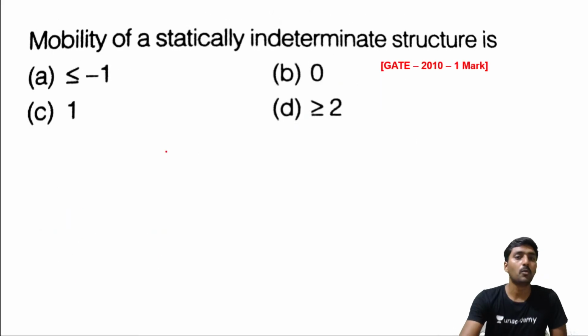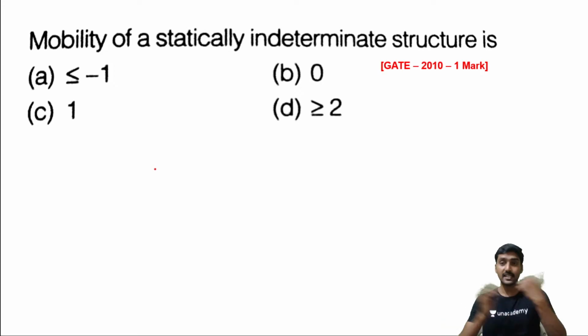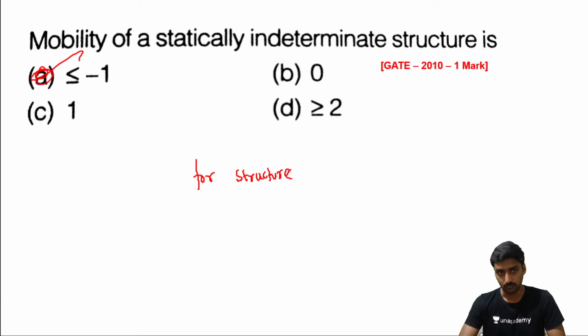The mobility of a statically indeterminate structure is always less than 0, so it's negative: -1 or less than -1 is a statically indeterminate structure. For a structure, degrees of freedom F is equal to 0.